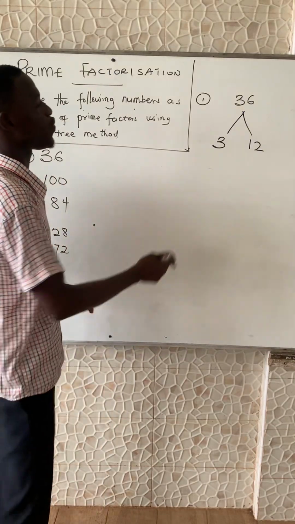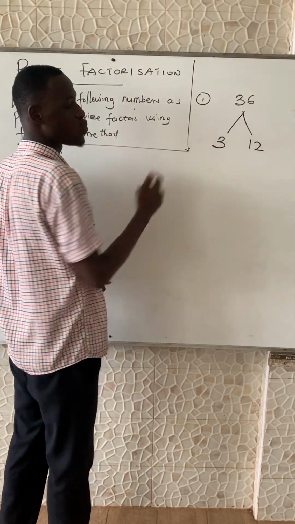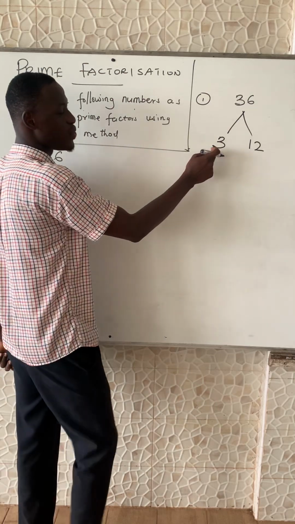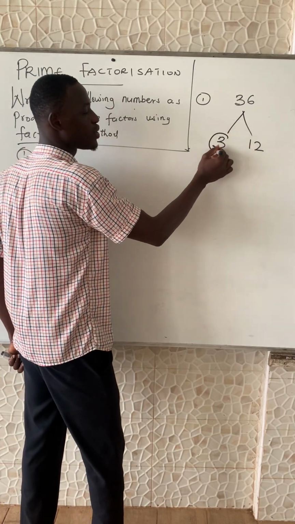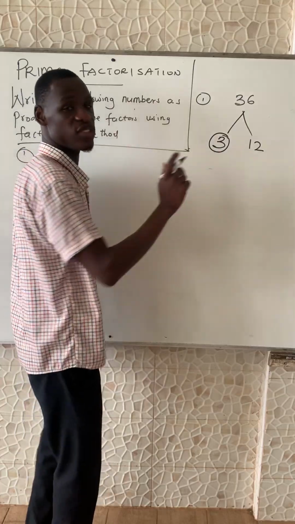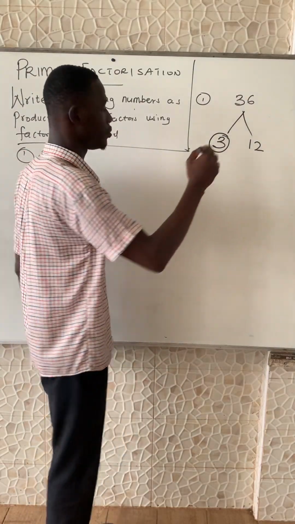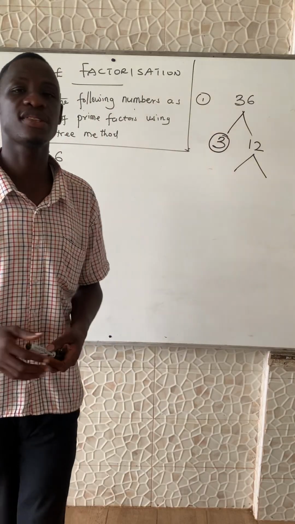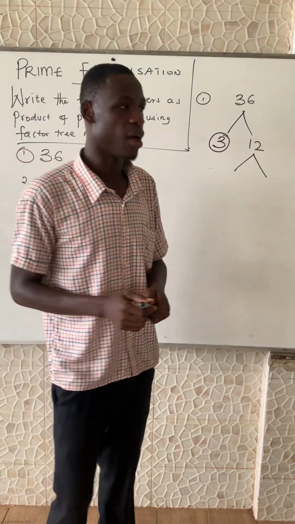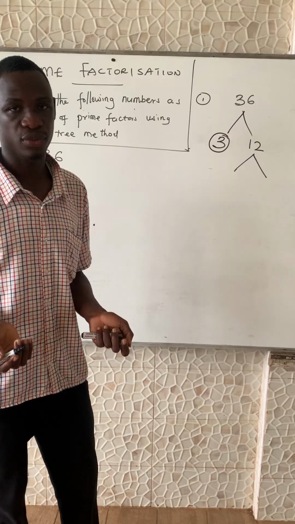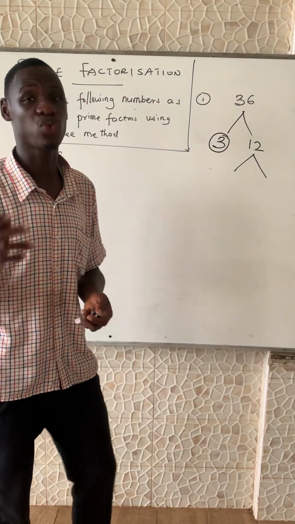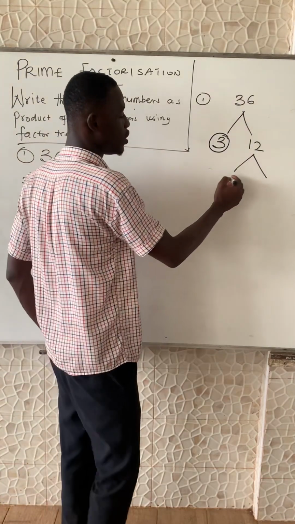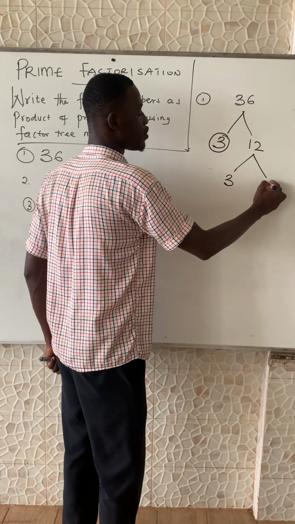Alright. So for 36, we are using 3 times 12. Now, since 3 is a prime number, we will circle 3 up. And 12 is not a prime number, so we break it down. So breaking 12 down, which two numbers are going to give us 12? You can have 3 times 4 or any other factors apart from 12 times 1. So you can be using 3 times 4.